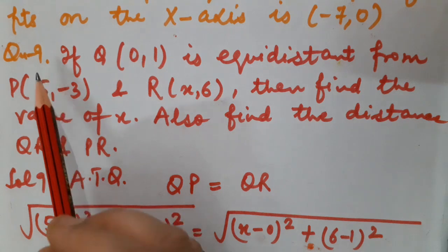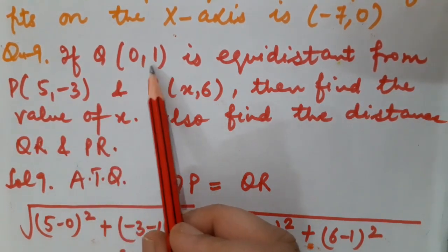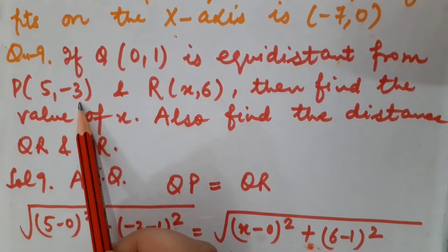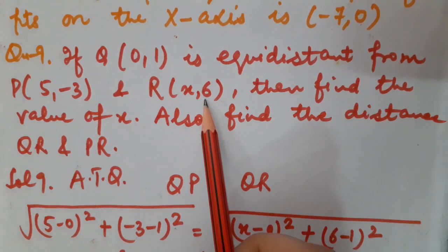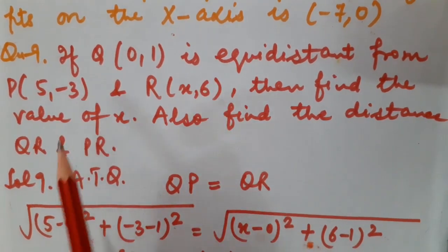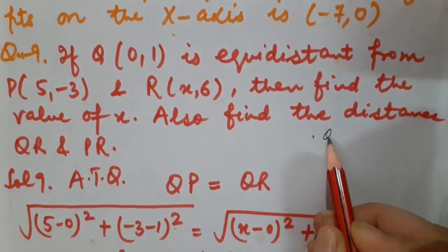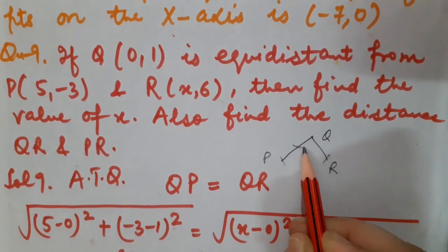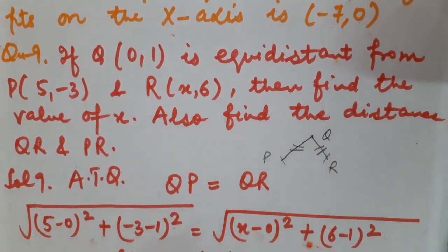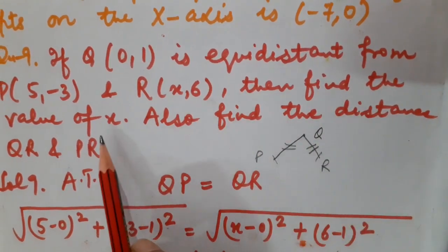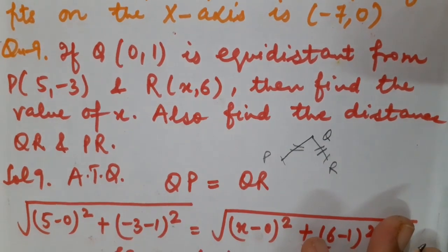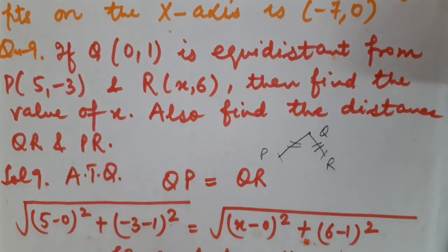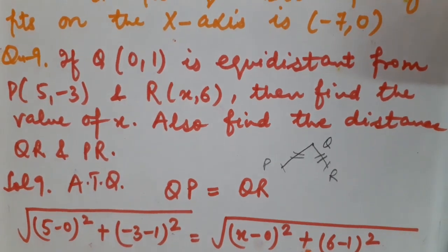Question number 9 of 7.1. If Q 0, 1 is equidistant from point P 5, minus 3 and R x, 6. This is given to us that it is at the equidistance. So can I do like this, like I have written here Q. Here I am going to write P. Here I will be writing R. These two distances are equal. It is given as per the question. Then we will have to find the value of x, and after finding the value of x, we will have to find the distances QR and PR. Fine students?